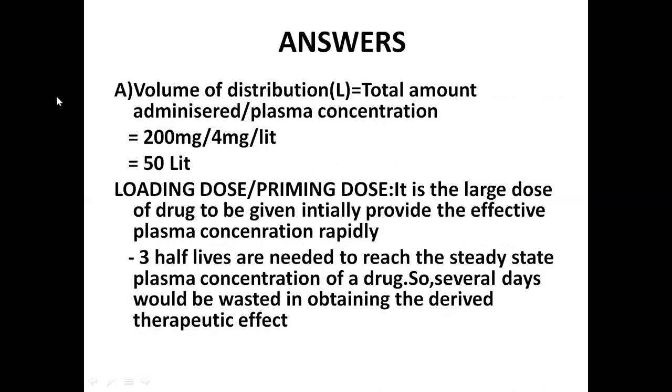The volume of distribution, represented by capital V, is equal to the total amount administered divided by plasma concentration. The total amount administered, that is the loading dose, is 200 milligrams, and the plasma concentration is 4 milligrams per liter. So the total volume of distribution is 50 liters. Then what is the loading dose or priming dose? It is a large dose of drug given initially to provide the effective plasma concentration rapidly. This is the definition of loading dose or priming dose.